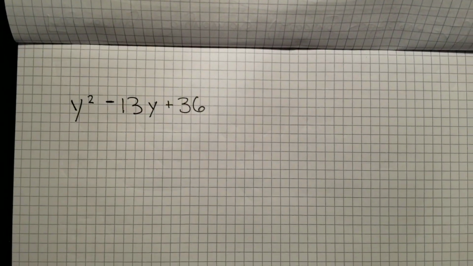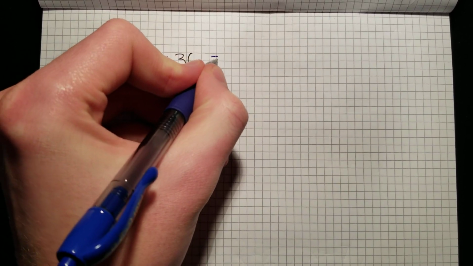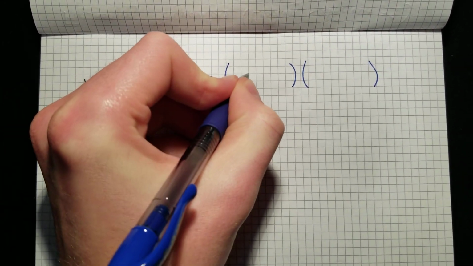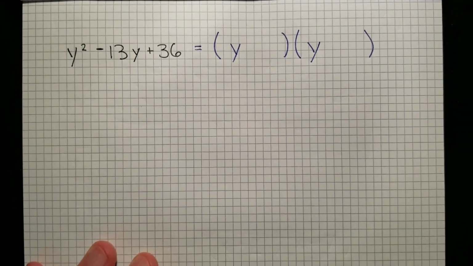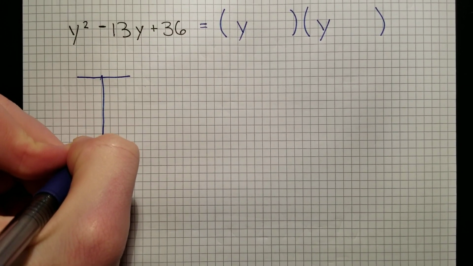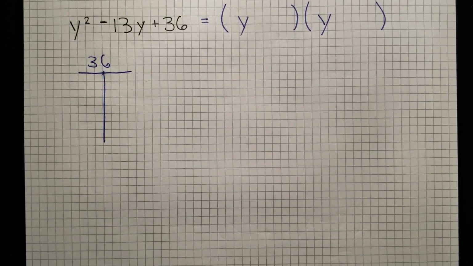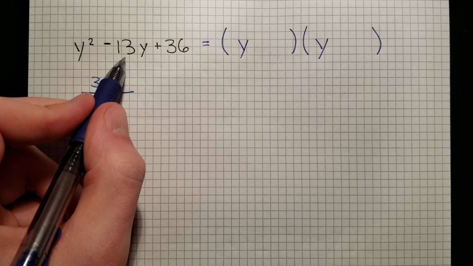All right, so in this example, we're going to use y's, so I'll make sure that I do this correct this time. We're going to have y and y, and we again have to set up our table so that we have two numbers that multiply together to get 36, and remember we have to add up to get negative 13.